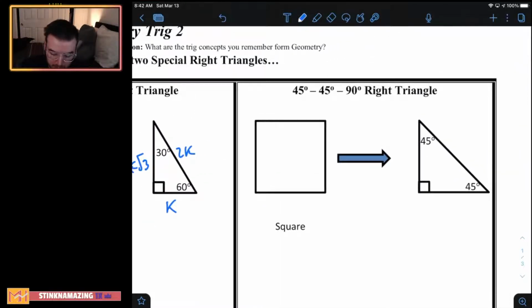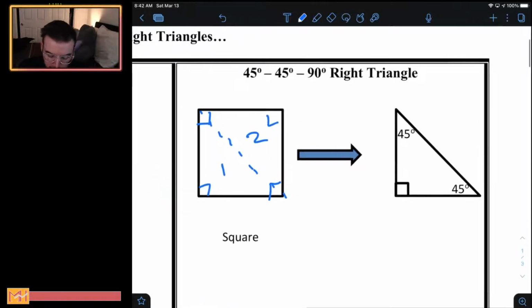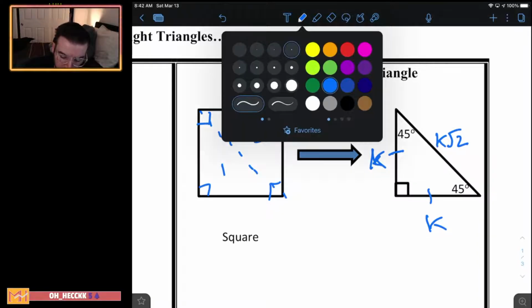What happens for a 45, 45, 90 triangle? When you take a square and split it in half, you're creating two different 45, 45, 90 triangles. So we know that these legs are the same length. They're both, let's call it, length k. And the hypotenuse is k root 2. That is the pattern that arises when we have a 45, 45, 90 triangle.